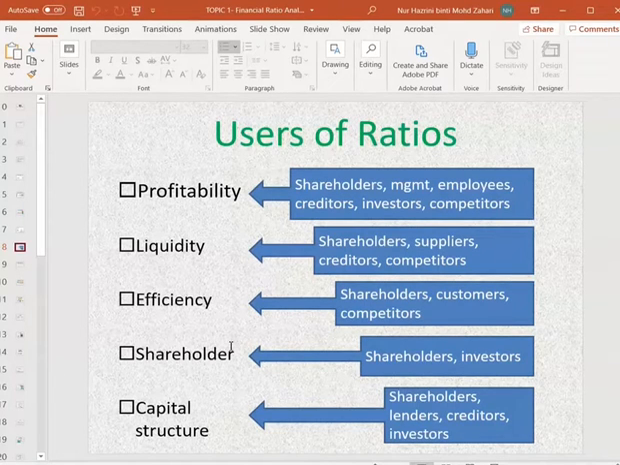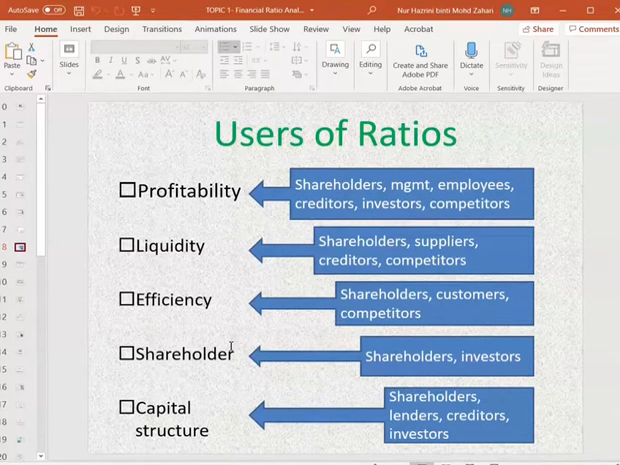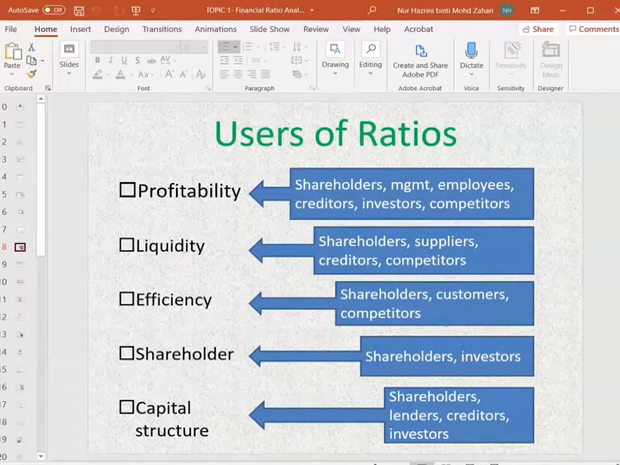And then efficiency is talking about how many days you take to pay back your liability, the current liability, and also how many days you take to collect back your receivables. So shareholders, customers, and competitors will want to look at efficiency.